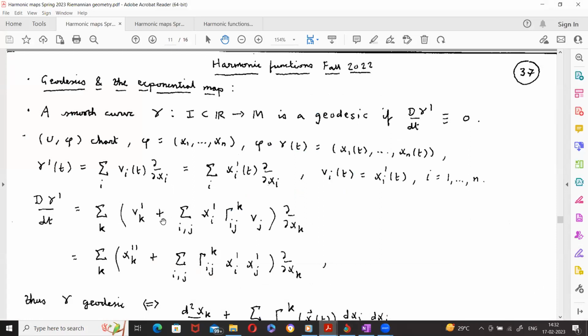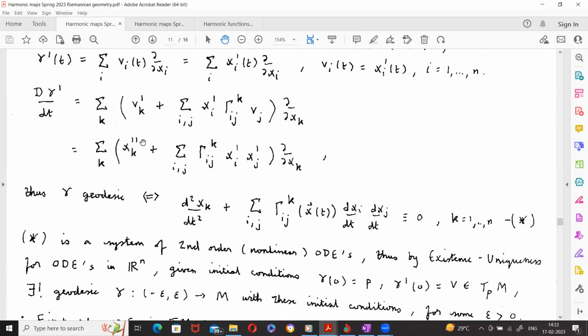Sum over k of v_k prime plus sum over i,j of x_i prime Gamma_ij^k v_j, the whole thing times del/del x_k. Then you substitute v_j equal to x_j prime and v_k equal to x_k prime. So this becomes x_k double prime plus sum over i,j of Gamma_ij^k x_i prime x_j prime, the whole thing times del/del x_k. So if gamma is a geodesic, then these coefficients of del/del x_k have to be 0. So that gives you a system of n second order ODEs, right?